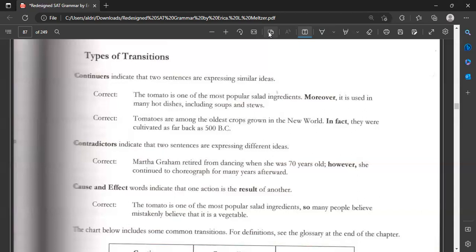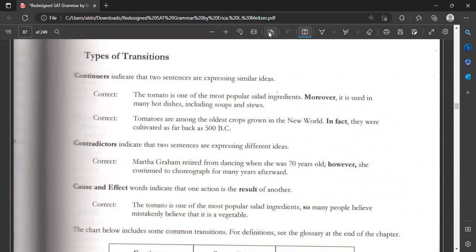And this makes sense if you think about it. Martha Graham retired from dancing when she was 70 years old. Okay, so she stopped dancing. But then the next idea is talking about how she continued to choreograph, which means she continued to work with dancers, right? For many years afterwards. So it means she never really stopped dancing. So she retired from dancing officially. However, so that's showing a contradicting idea.